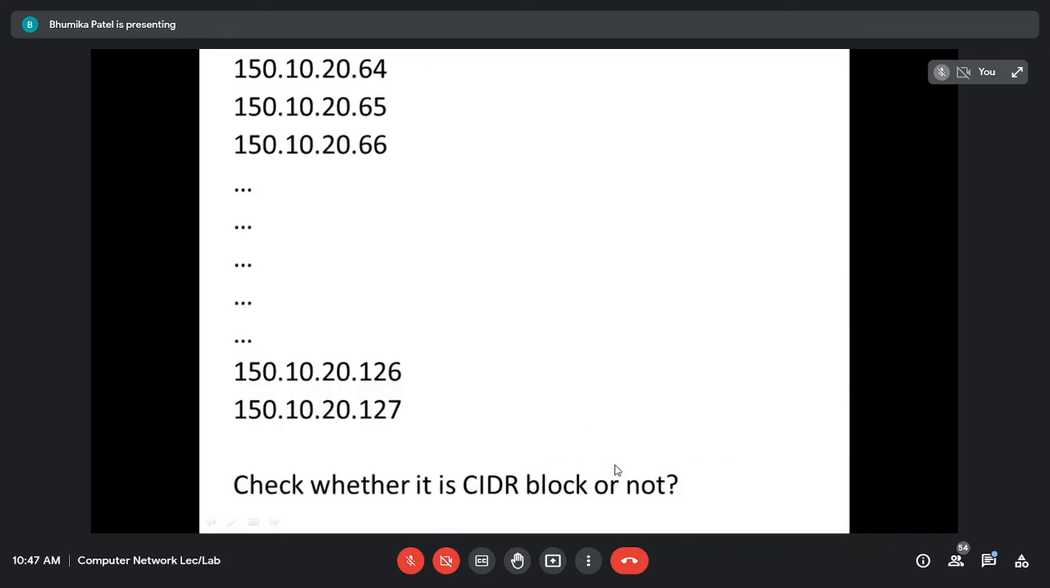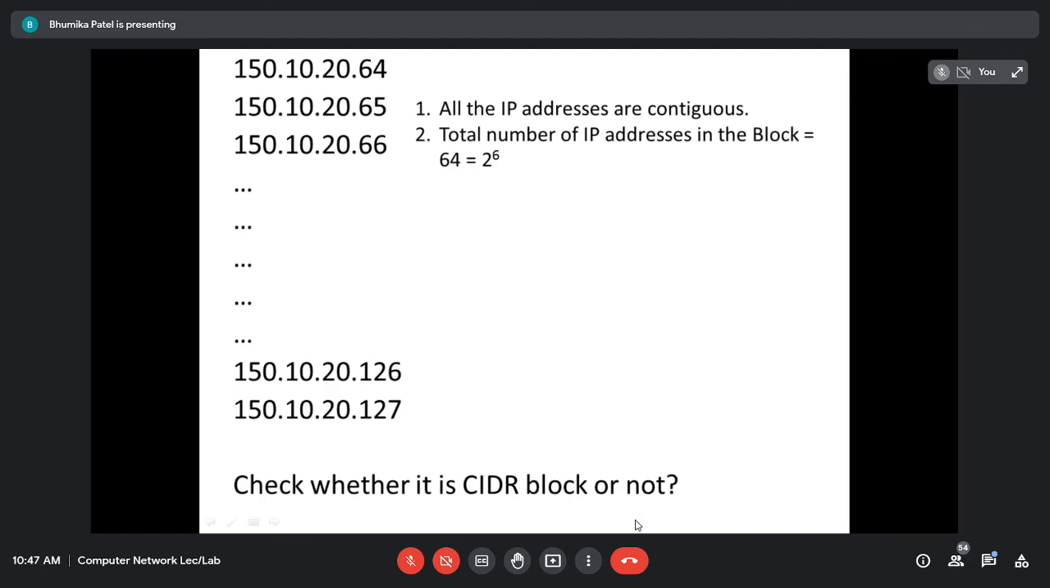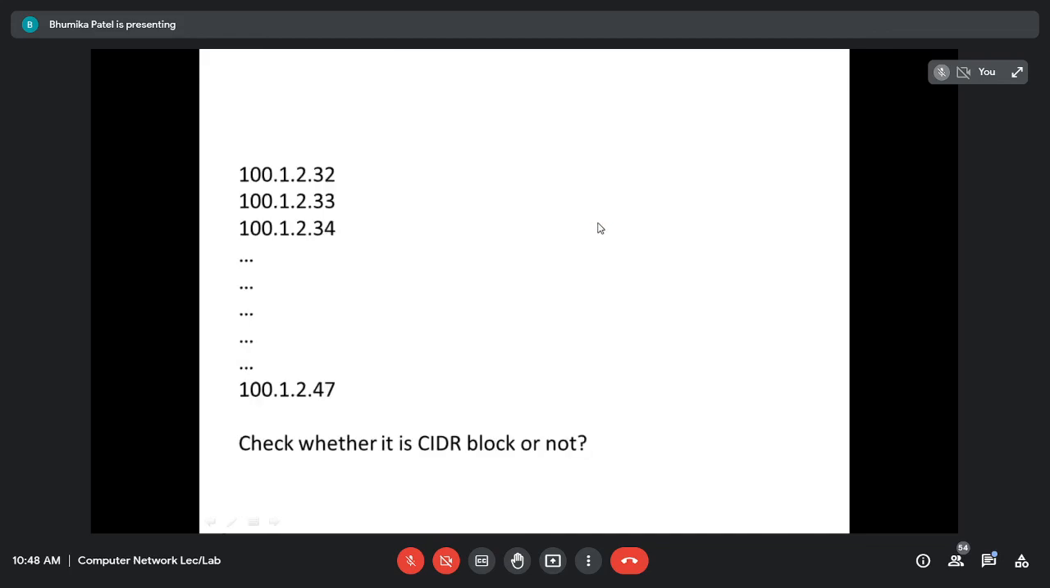So similarly, I will assign you one assignment. From that you have to check whether it is a valid CIDR block or not. Okay, just an example તમને એક બતાવી દઉં છું. All are contiguous, and here if you see 127 minus 64, it will be a total of 64 IP addresses. So it is in the power of 2. So last 6 bits must be 0 for the first IP address. 64 ને તમે binary માં convert કરશો, it will be like this. So obviously last 6 bits compulsory 0. So it is a valid CIDR block. So this તમારે find કરવાનું છે, right? હું તમને next assignment માં આપી દઈશ.